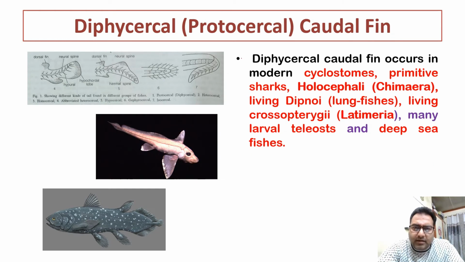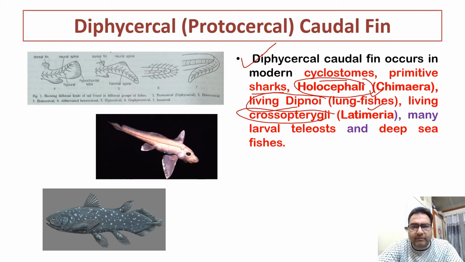So this diphycercal caudal fin occurs in modern cyclostomes, primitive sharks, holocephali, that is chimera, living dipnoids, that is lungfishes, living crossopterygians such as Latimeria, and many larval teleosts and deep sea fishes. So you have to keep in mind that this is a primitive kind of caudal fin and is present mostly in cyclostomes, primitive sharks, holocephali, living dipnoids, crossopterygians such as Latimeria, and many larval teleosts and deep sea fishes.